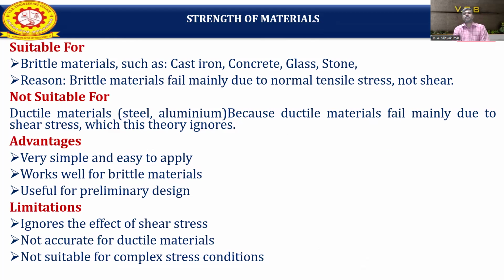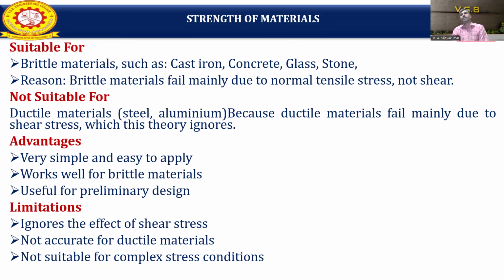What are the advantages of using Rankine's theory? It is very simple and easy to apply because we consider only normal stress. It works well for brittle materials. That's why we are not considering it for ductile materials. It is useful when you are doing the primary design. How much load is acting? What is the prediction of the failure? What is the cross section? Everything you can use for the primary investigation of the design. We can use Rankine's theory for that.